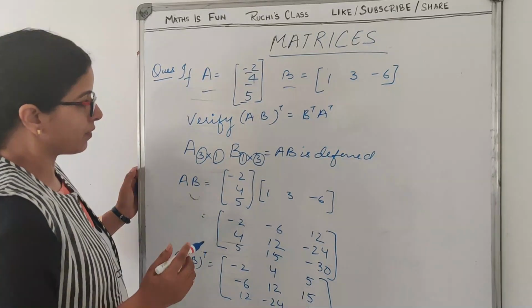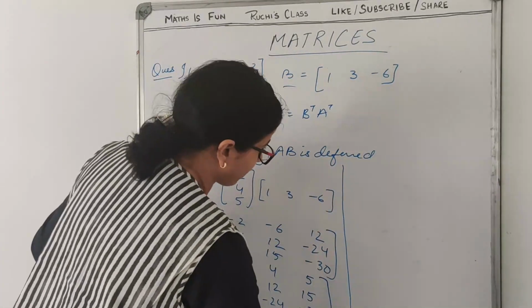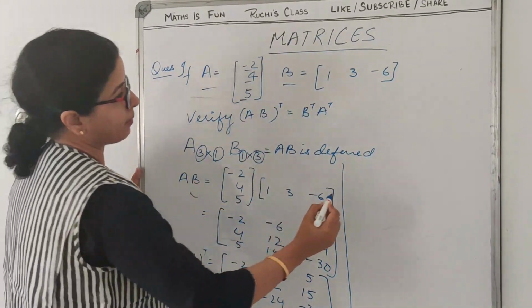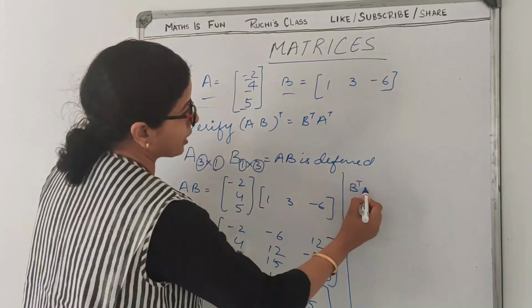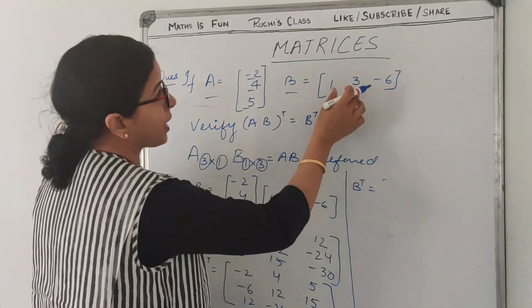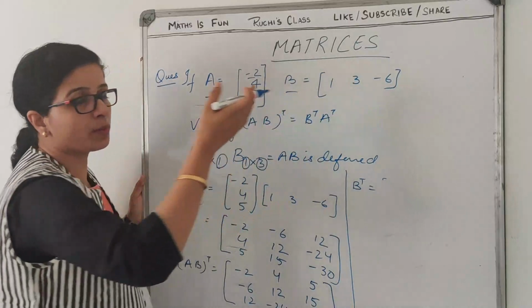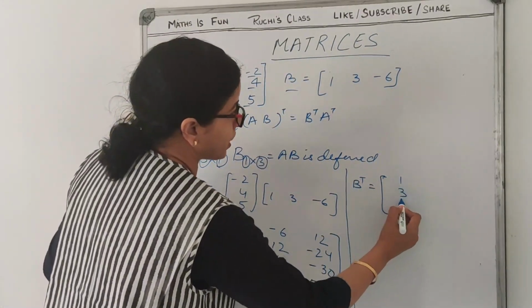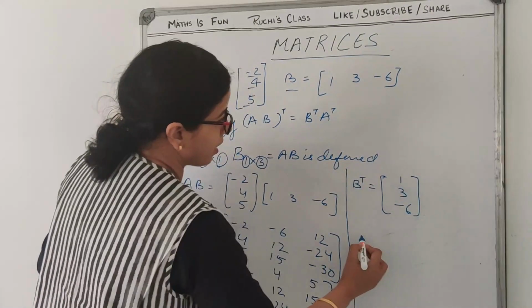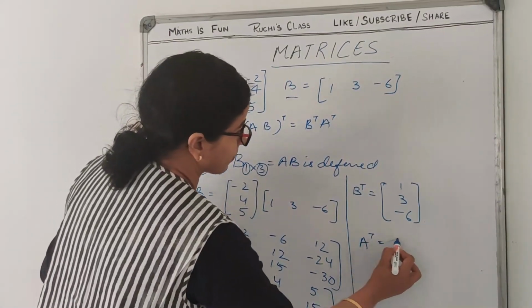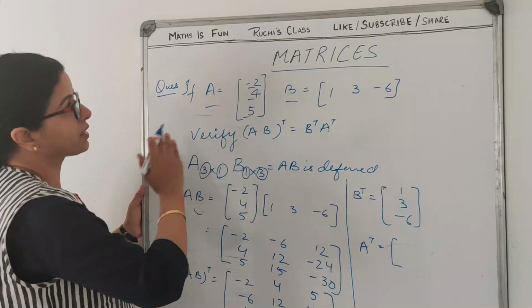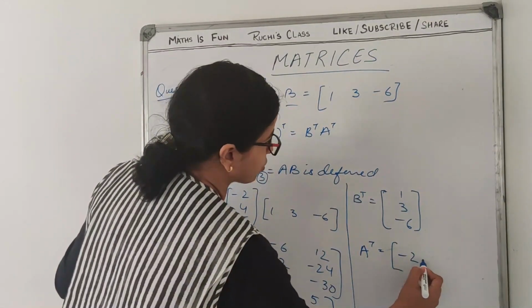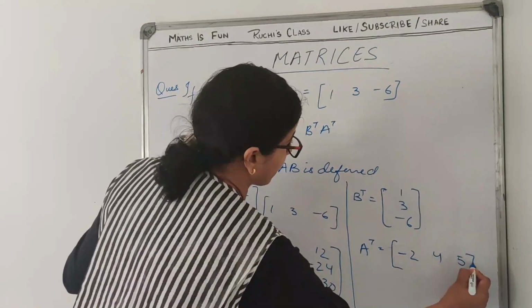So what I will do? I will find here my B transpose. What is my B transpose? This is my row matrix, it will become a column matrix. So it will become 1, 3, minus 6. What is my A transpose? It is a column matrix, it will become a row: minus 2, 4, 5.